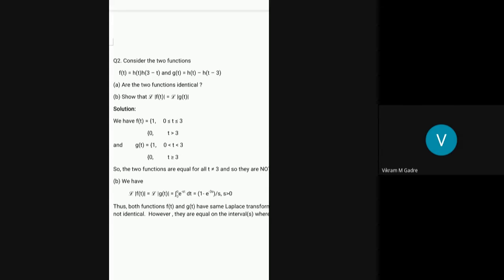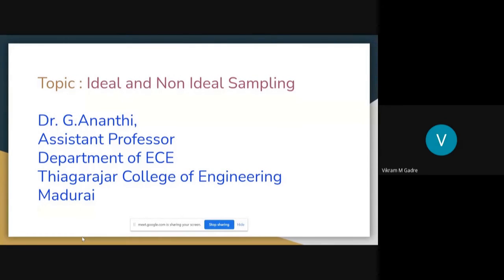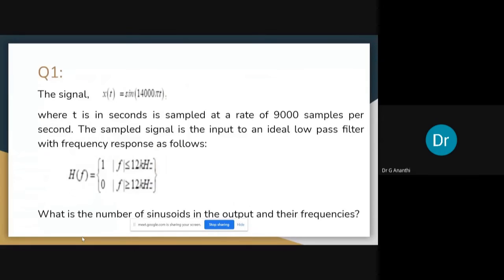Now we'll have the next presentation from group 3. Good afternoon, sir. Myself, Ananthi, Assistant Professor, Department of ECE, Tyagaraja College of Engineering, Madurai. So I'll just move on to the problem.